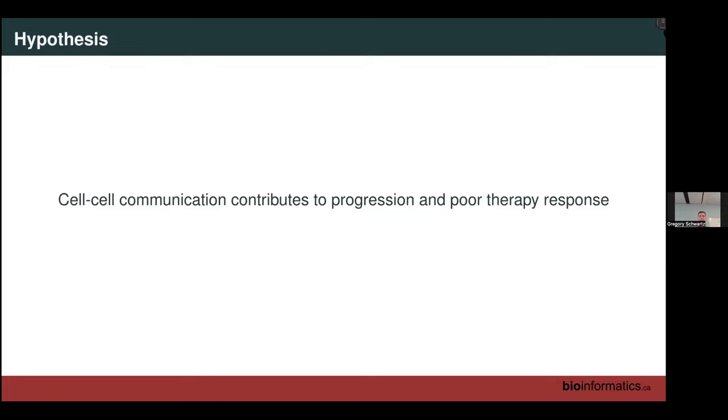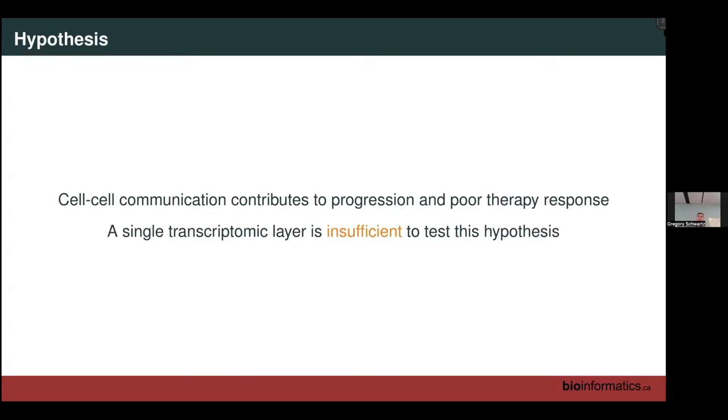So that's great, and we're very excited to use all these tools in order to answer the question of whether it contributes to progression and poor therapy response. However, as was mentioned earlier, this single transcriptomic layer is not really that helpful in answering our particular question. The reason being is that, as some people mentioned, if you have a cell on one side of the tissue and a cell on the complete opposite side of the tissue, all that information is lost when you do traditional single cell RNA sequencing. And obviously, we would not expect these to be communicating with each other. So a lot of false positives can happen.